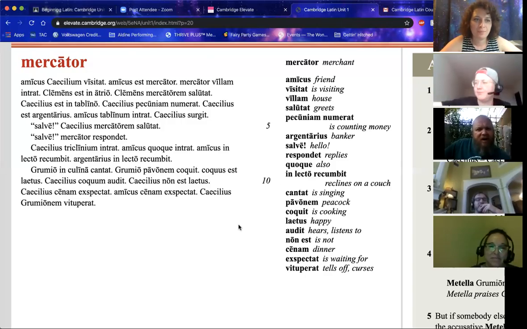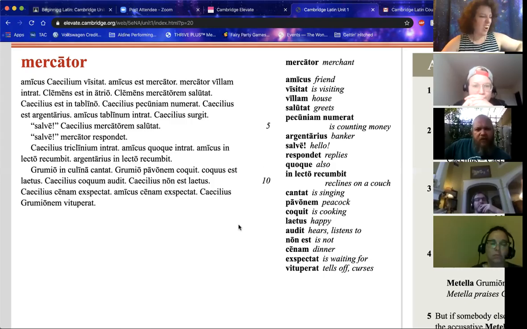Caecilius est agentarius. Your G is going to be hard, not a J, a G. Agentarius. Amicus tablinium intrat. Caecilius surgit. Surgit. Hard. Surgit. It's hard. Salve Caecilius mercatorium salutat.